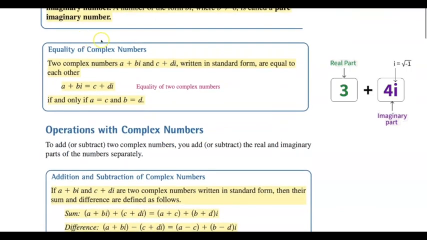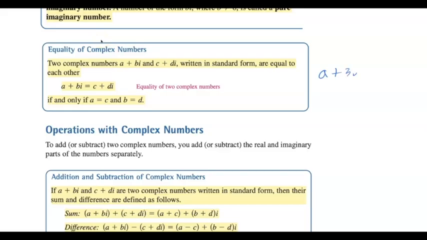The equality of complex numbers, all this is saying is I'll give you a plus 3i equals 5 plus bi. If these are equal, that means that the real part has to equal the real part, and the imaginary part has to equal the imaginary part. So that's the equality of complex numbers. That's all that means. If you have two complex numbers equal to each other, that means their parts are equal. So the real parts are equal and the imaginary parts are equal.